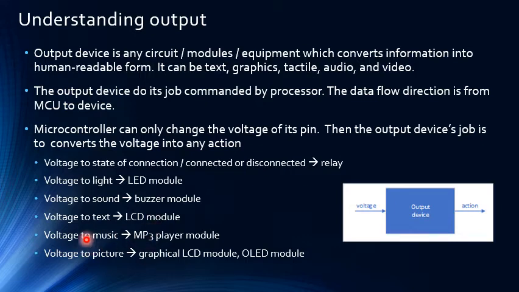The same thing for here. In here, if there is 0 volt, there is no music being played. If there is 5 volt on the pin of the microcontroller, then the device will start playing the music. This is done by the MP3 player module. Okay, so the output device is the one that does the real job. The microcontroller cannot do the real action.